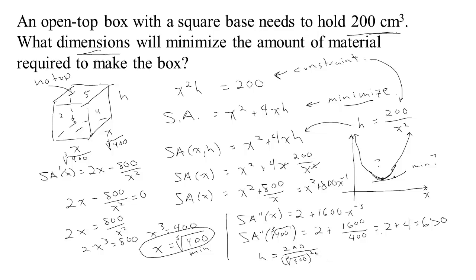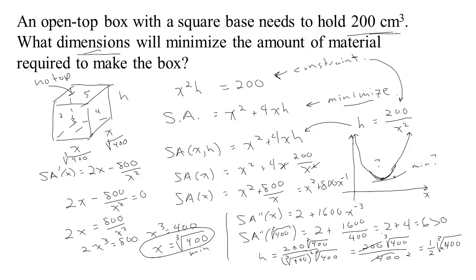Best thing I could do probably is to multiply top and bottom by the cube root of 400. My reason for doing that is now I'll have the cube root of 400 times itself 3 times. That'll just be a plain 400. So we'll have 200 times the cube root of 400 all over 400. Of course, 200 will go into 400 twice, so we have the height is 1/2 the cube root of 400.